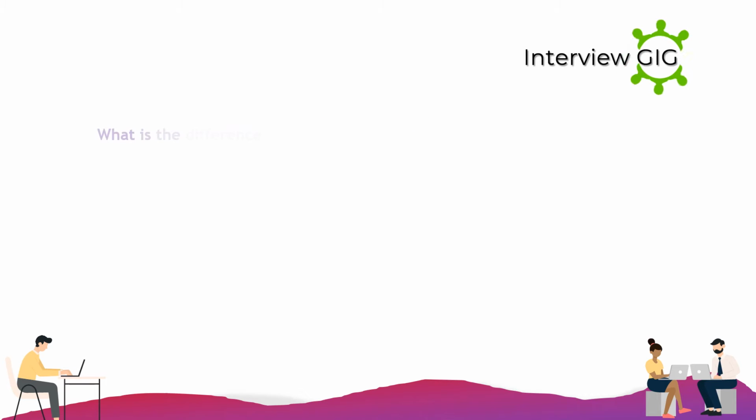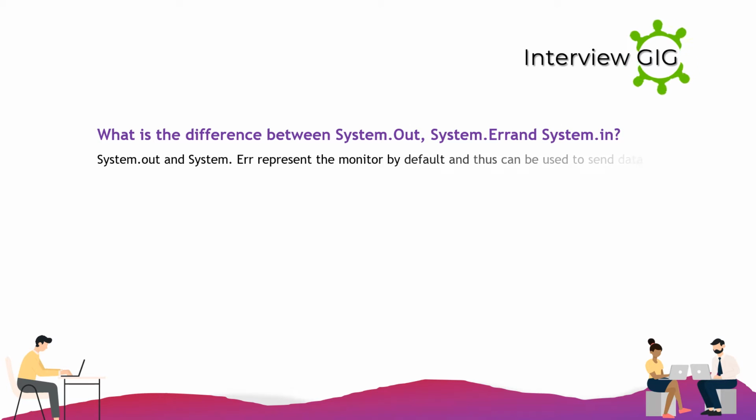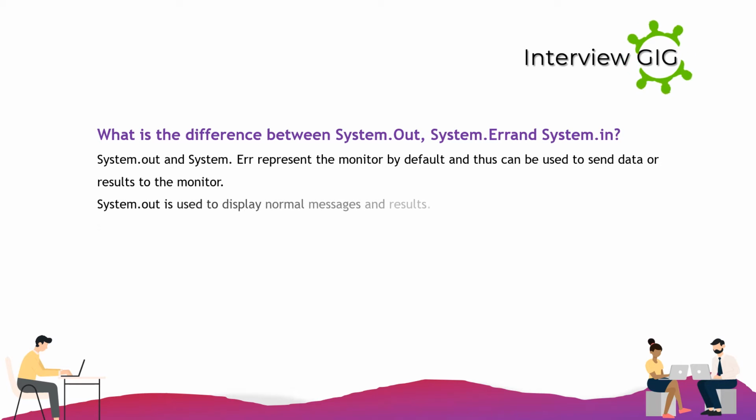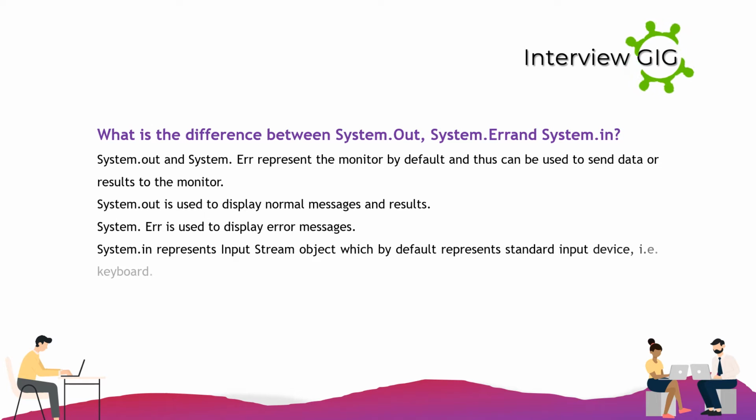What is the difference between System.out, System.err and System.in? System.out and System.err represent the monitor by default and thus can be used to send data or results to the monitor. System.out is used to display normal messages and results. System.err is used to display error messages. System.in represents input stream object, which by default represents standard input device, that is keyboard.